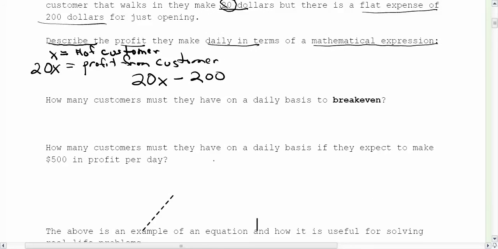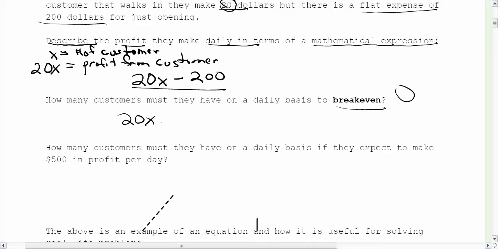This is called an expression. It isn't equal to anything. Whenever we're given a particular value for x, we can plug it in and it gives us the value for the expression, which is the profit. So for example, how many customers must they have on a daily basis to break even? To break even means you make exactly nothing. You don't lose money, you don't make money. So in other words, I want to know, when is this expression equal to 0?